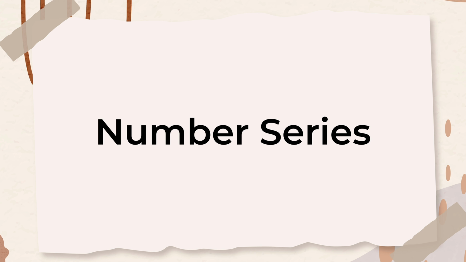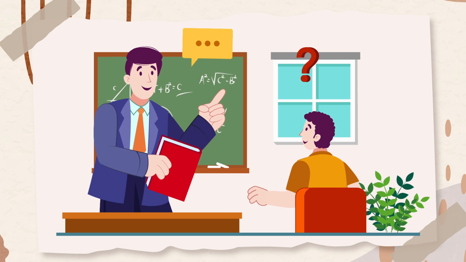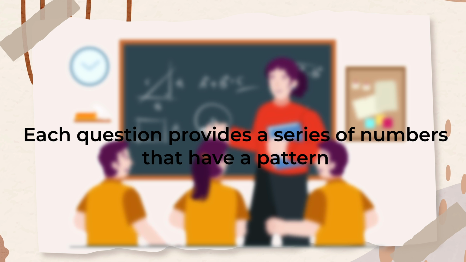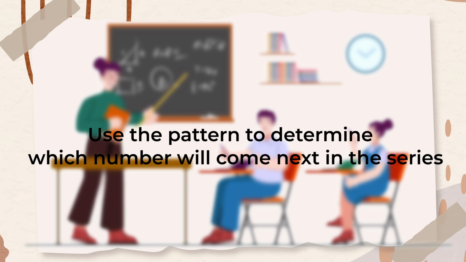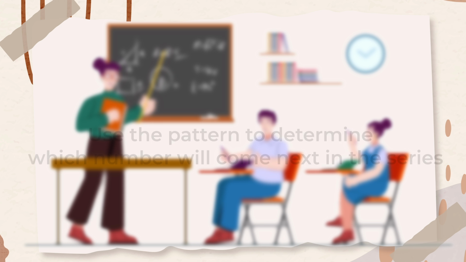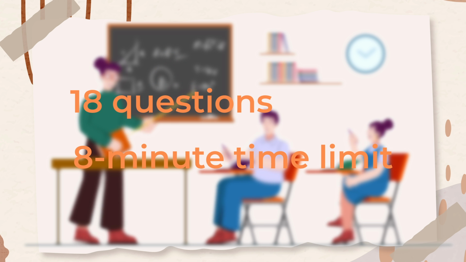All right, moving on to the next section under the quantitative battery, which is called number series. These are the classic questions you're familiar with from school. Each question provides a series of numbers that have a pattern. Use the pattern to determine which number will come next in the series. Overall, you'll have 18 such questions with an 8-minute time limit.